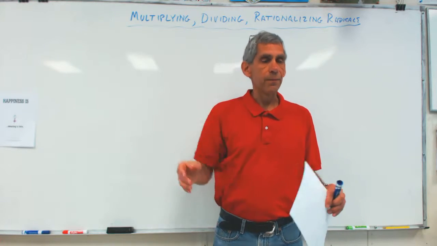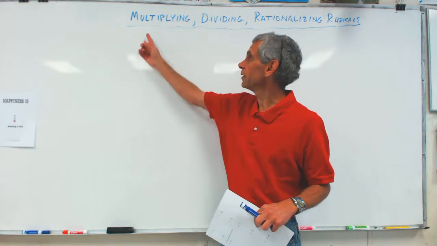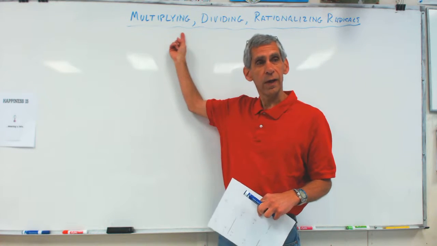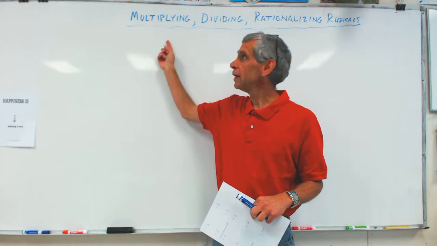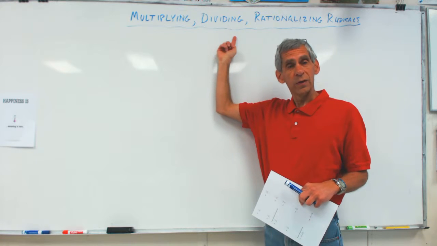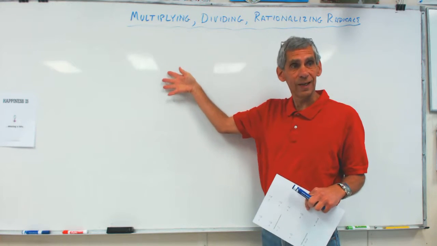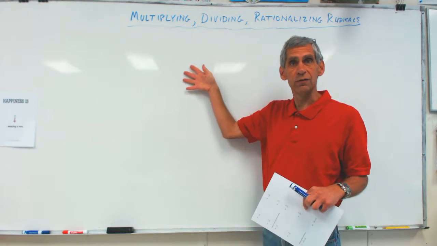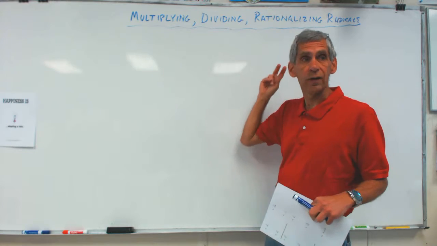Okay, so we've actually already done part of this. We've learned how to multiply radicals, but it's been a while since we've done it, so I just want to review it real quickly. Then we're going to talk about dividing radicals, which is very similar to multiplying. It's just dividing, right? You use the same rules with dividing that you do with multiplying. And then the third is rationalizing the radicals.